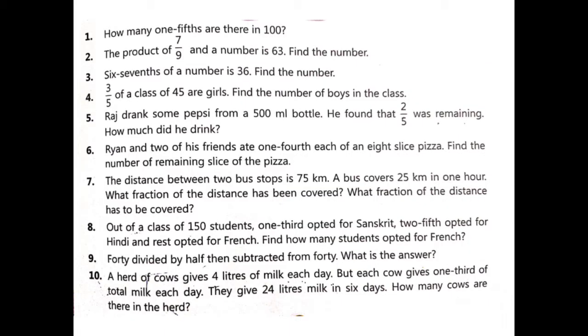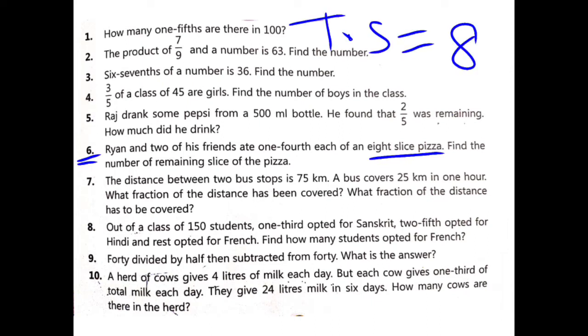Next question number 6. Ryan and two of his friends ate 1/4 each of an 8 slice pizza. Now we have to understand each and every term one by one. How many slices are there in a pizza? 8 slices. Pizza total slices are 8. And total number of friends. How many? One is Ryan and two others. So 2 and 1, 3 in total are there.